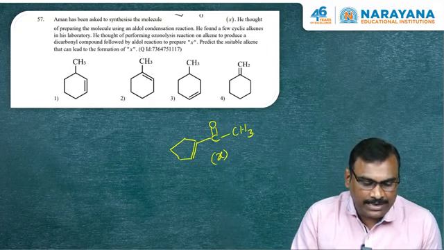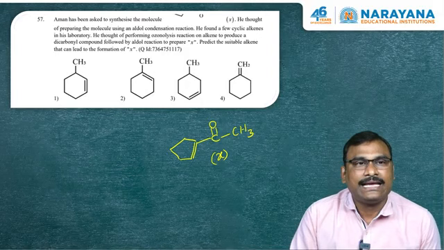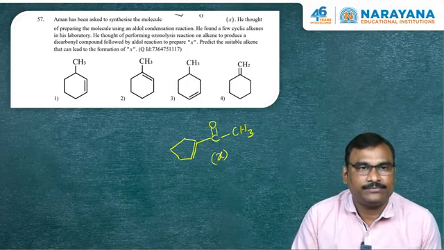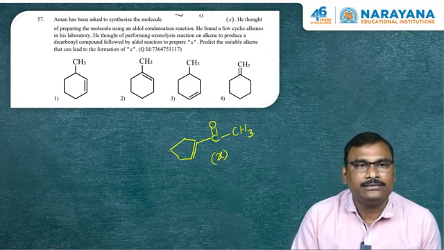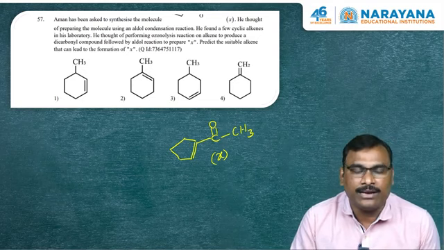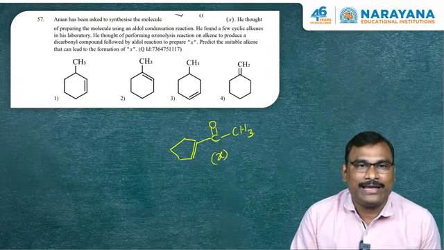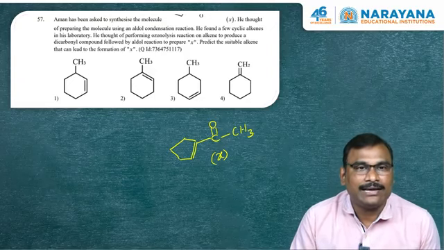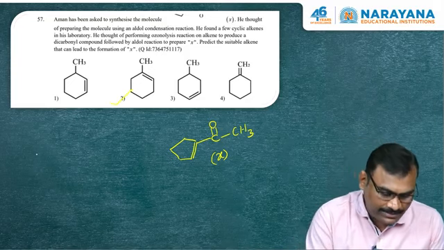He thought of preparing the molecule using an aldol condensation reaction. He found a few cyclic alkenes in his laboratory. He thought of performing an ozonolysis reaction on the alkene to produce a dicarbonyl compound, followed by an aldol reaction to prepare X. Now predict the suitable alkene that can lead to the formation of X. So first he wanted to apply ozonolysis followed by aldol condensation. So among the given, option 2 is the better one. Let us see.